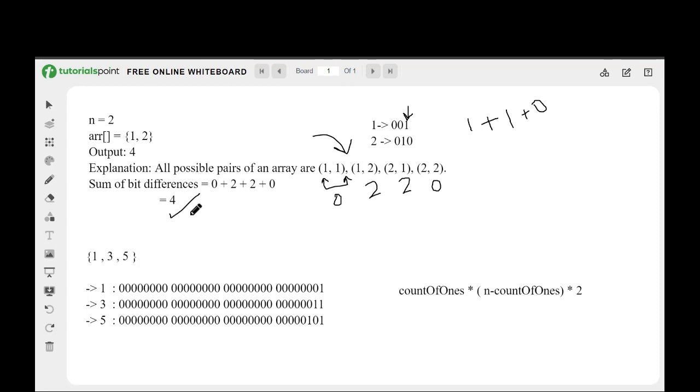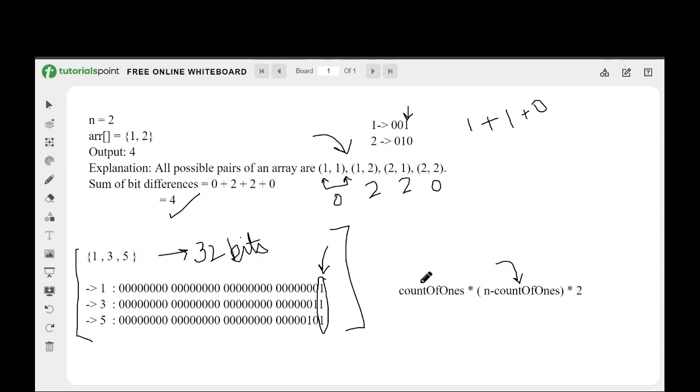So I hope you're clear with the question at least. What will be the efficient approach? First of all, we need to set a limit to how many bits we will be considering. For integers we can consider at max 32 bits. In this, we'll go to every ith bit and check the count of ones that are present, or basically the count of set bits. And n minus count of ones will give me the number of bits which are unset, or zeros.